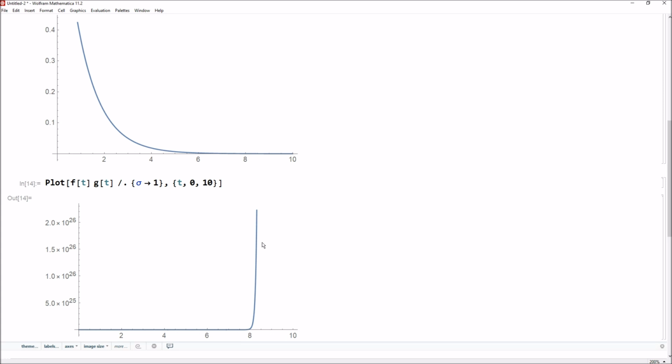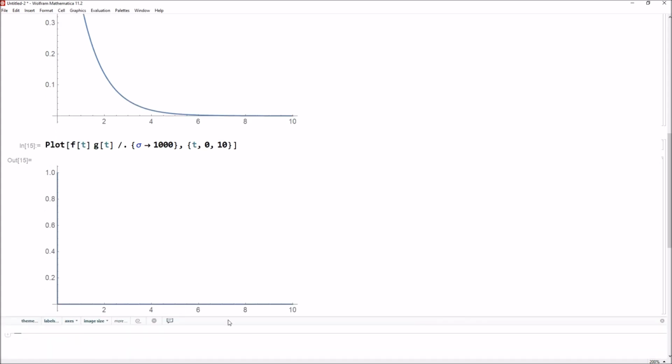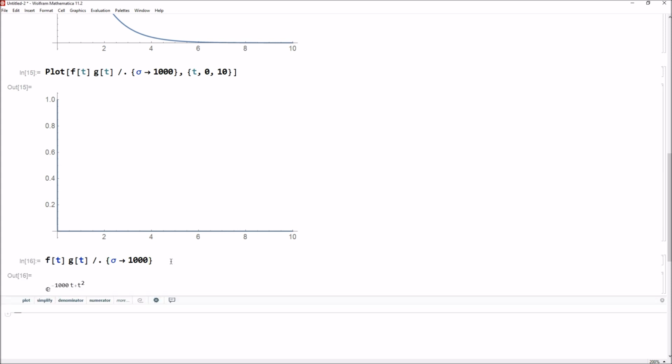Now, the issue here, though, is we don't just want to use a sigma value of 1. We want to look at an arbitrary sigma. Can you find a sigma value? So, for example, let's crank this thing up to 1,000 and enter that again. And look at this. It looks like this is going to 0. In fact, if we look at the product, let me just copy this, paste it down here, and hit enter.